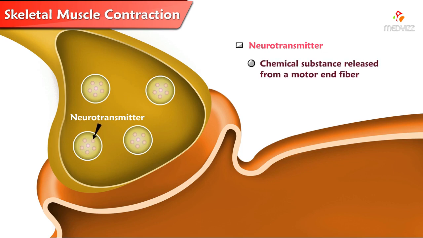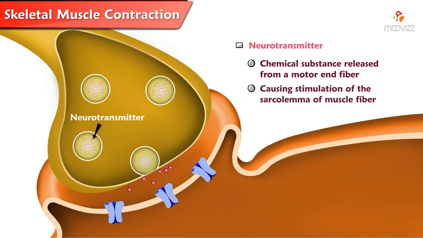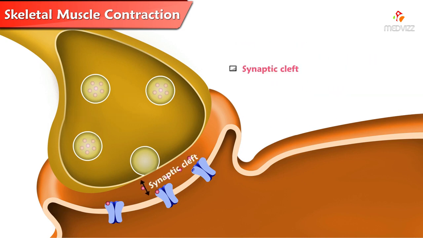A neurotransmitter is a chemical substance released from a motor end fiber causing stimulation of the sarcolemma of a muscle fiber. In this case, it is acetylcholine. The synaptic cleft is a small space between the neuron and the muscle.